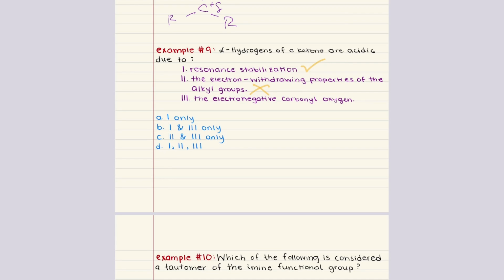Statement 3 says the electronegative carbonyl oxygen. This is correct. The carbonyl oxygen is highly electronegative, and through its inductive effect, it pulls electron density away from the alpha carbon. This helps stabilize the developing negative charge during deprotonation, and that contributes to the acidity of the alpha hydrogens. So only statements 1 and 3 are valid explanations for the acidity of alpha hydrogens in ketones. The correct answer is B.